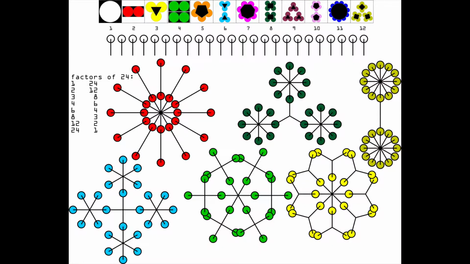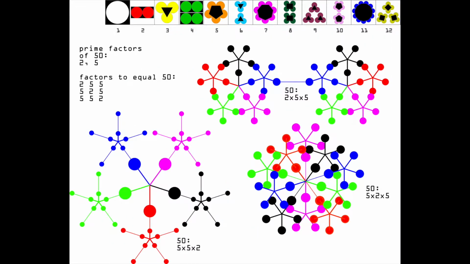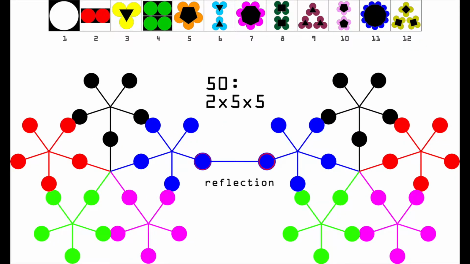One approach is to create diagrams that students use to work through the prime factorization, or combination of factors. Here are several examples: the factor pairs of 24, prime factorizations of 24, prime factorizations of 50. This is where I started to see some interesting designs based on how I rotated the subunits. Here's a prime factorization of 50 that shows the two groups of 25 reflected.